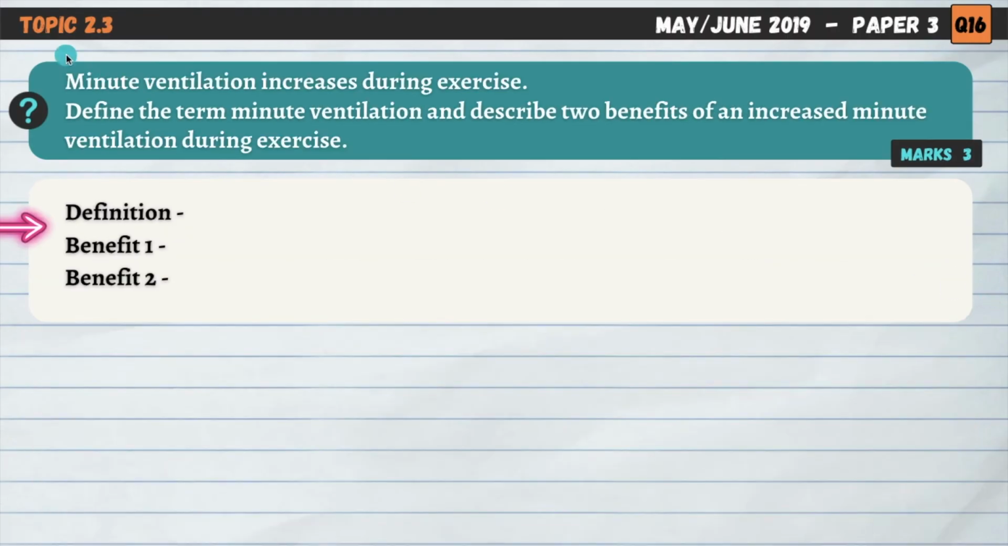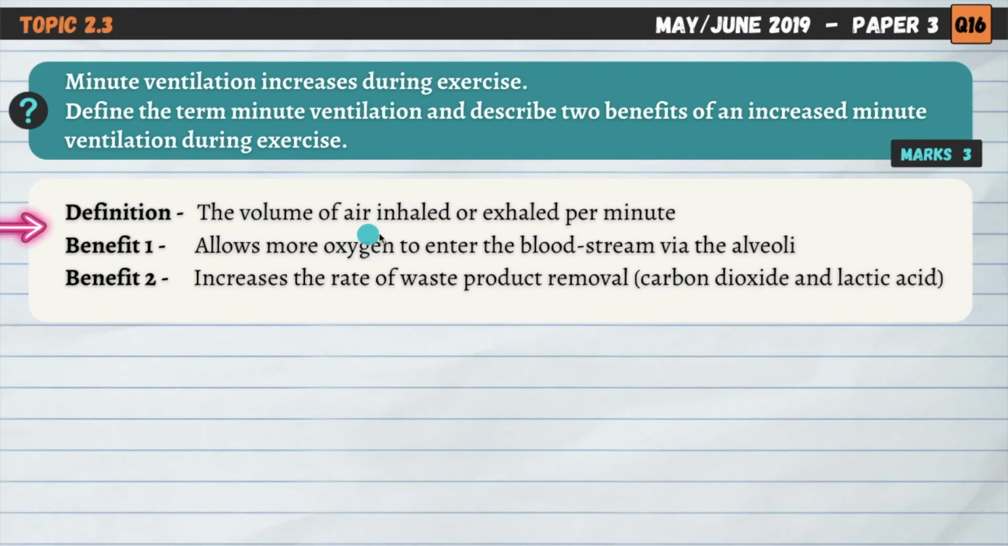Topic 2.3 for the next question. Minute ventilation increases during exercise. We know that one by now. This is the 3rd time that minute ventilation has come up in a question or mark scheme. Define the term minute ventilation and describe 2 benefits of an increased minute ventilation during exercise. So let's define it first. Minute ventilation is the volume of air inhaled or exhaled per minute. Okay, so we've got 1 mark for that already.